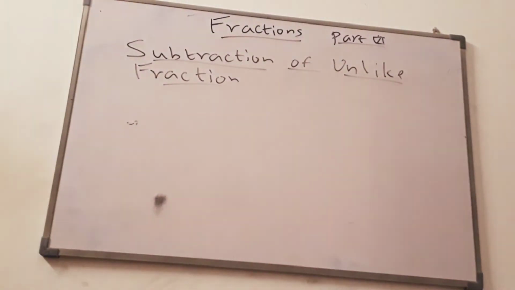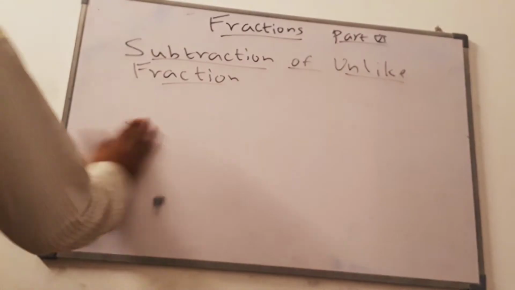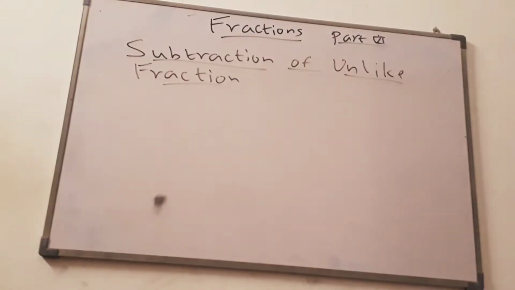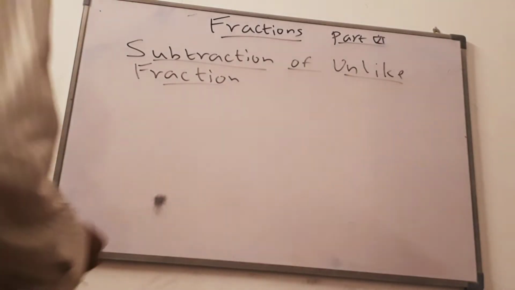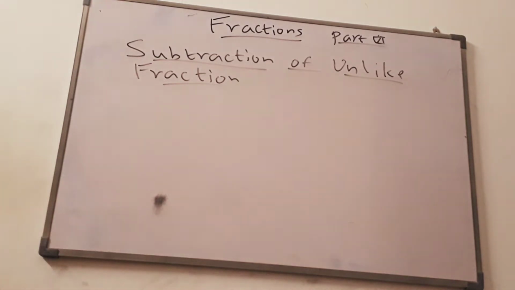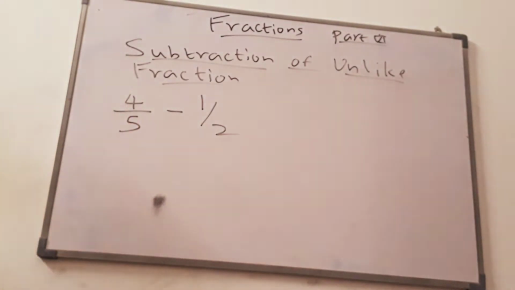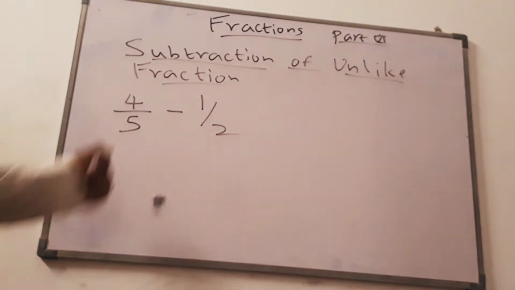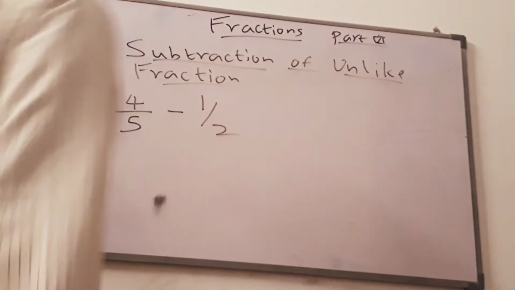Next, suppose a sum like this, where the bigger denominator is not a multiple of the smaller denominator. For example, 4 over 5 minus half. 5 and 2 are different denominators, plus 5 is not a multiple of 2.